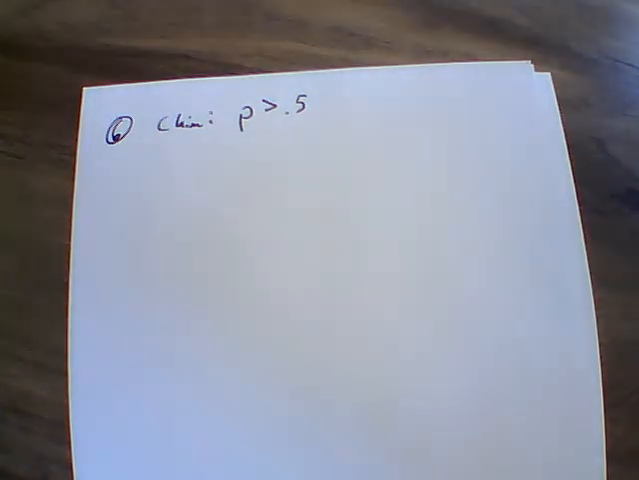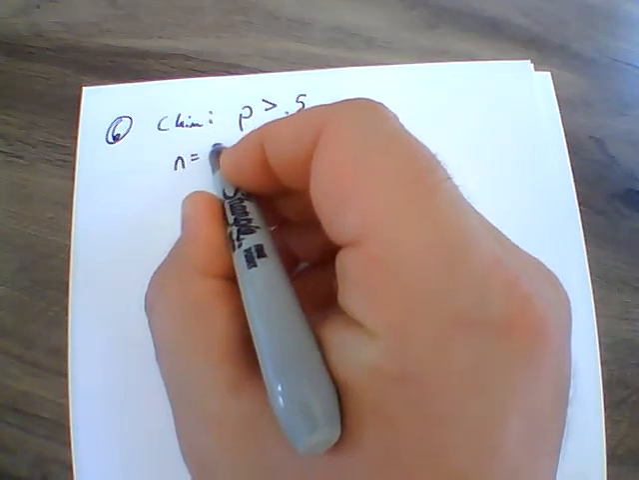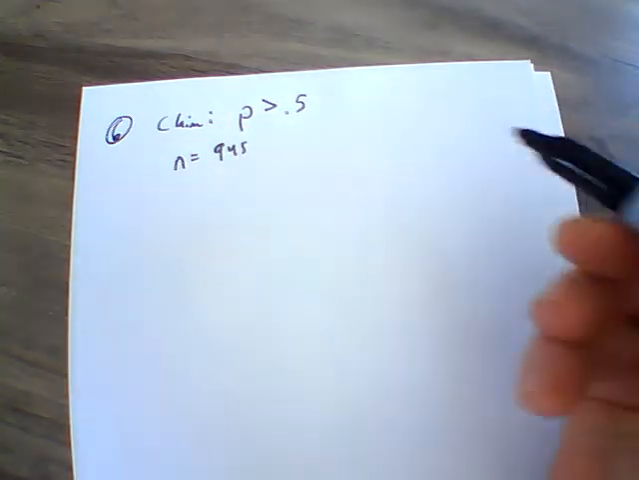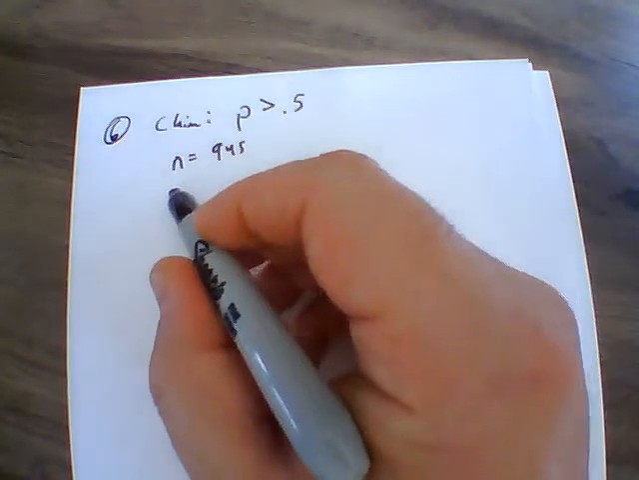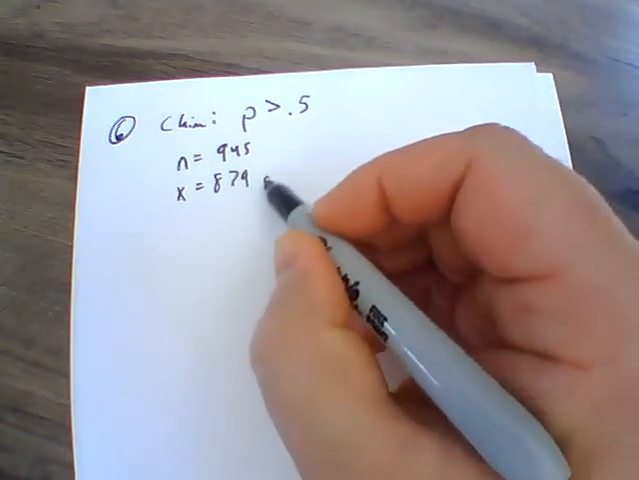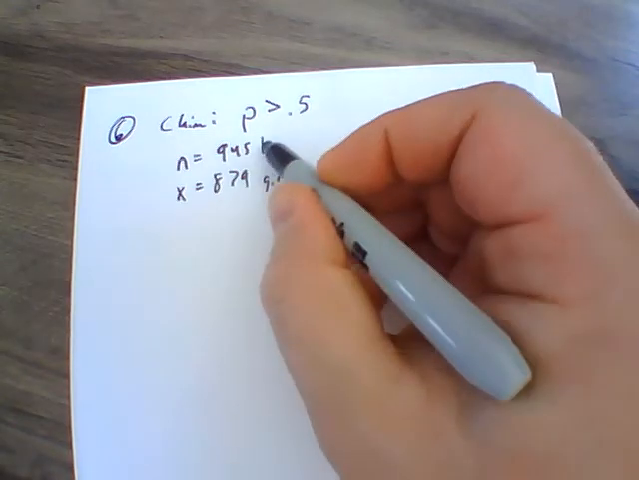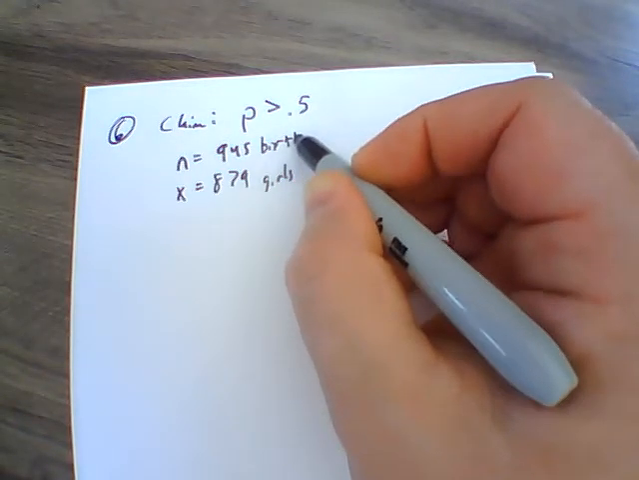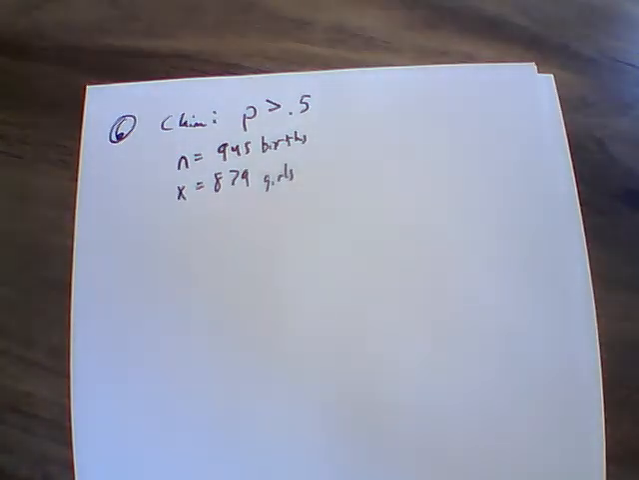The latest actual results show that among 945 babies born with this method of gender selection, 879 were girls. So we have 945 births total, with 879 of them girls. On here it tells us to state a conclusion about claims in exercises 4 and 5.